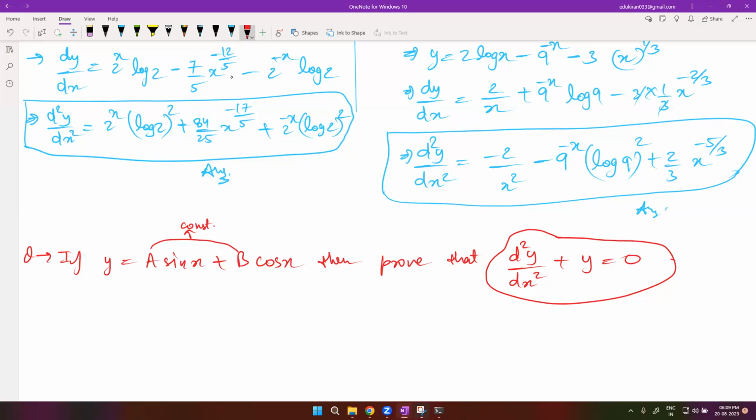So I will find out d2y by dx square from this equation, and I will put that expression of d2y by dx square in this proving question. Chalo, let's understand what I'm saying. Y is given to me: a sin x plus b cos x. I will find out d2y by dx square from this equation. You guys find out d2y by dx square. A and b are constants. Remember this. Find out d2y by dx square from this expression.